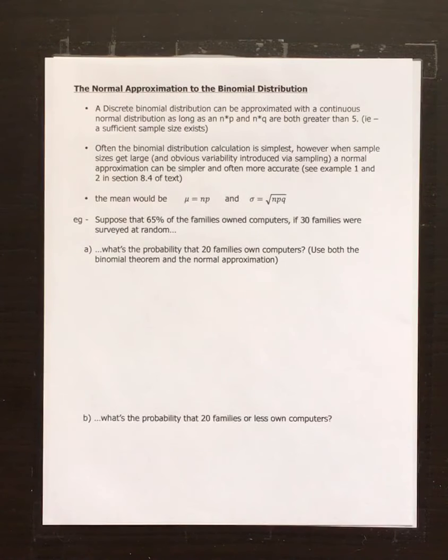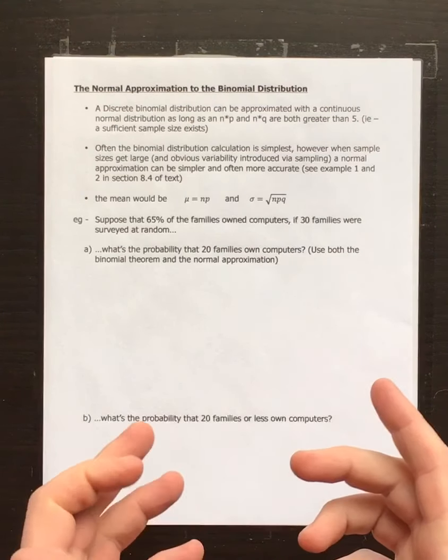Okay, so this is section 8.4. It's usually our last topic of the course, and this is something called the normal approximation of the binomial distribution. What this means is the binomial distribution, especially for a large number of outcomes or a large sample size, actually starts to look almost exactly like the normal curve.